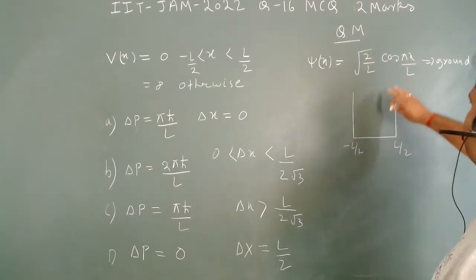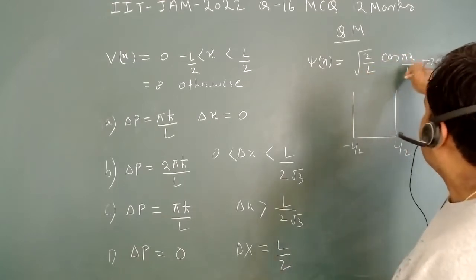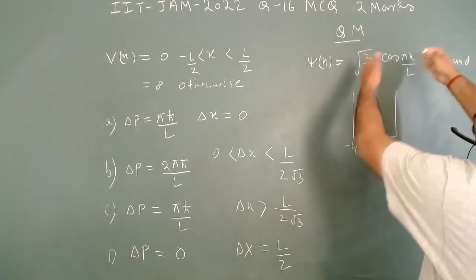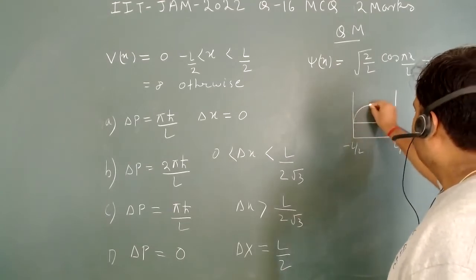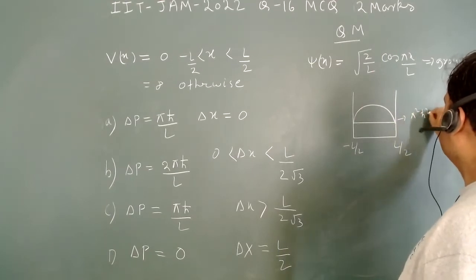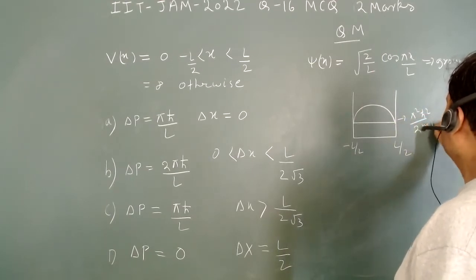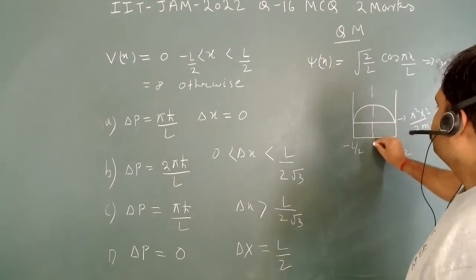The wave function is given as psi(x) equal to root 2 by L cos(pi x by L). So we can easily recognize this is the ground state wave function. And if it is the ground state wave function, the corresponding energy is pi square h cut square upon 2 m L square, because L is the length and this is centered about 0.